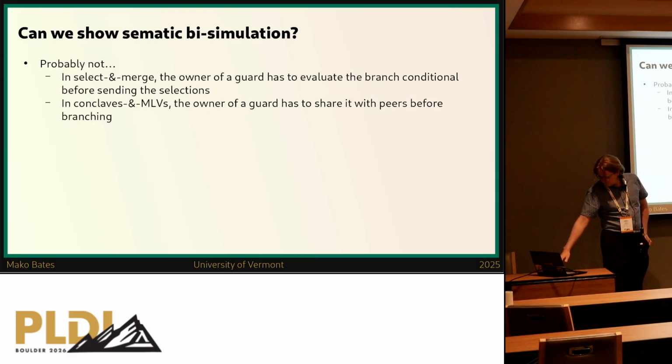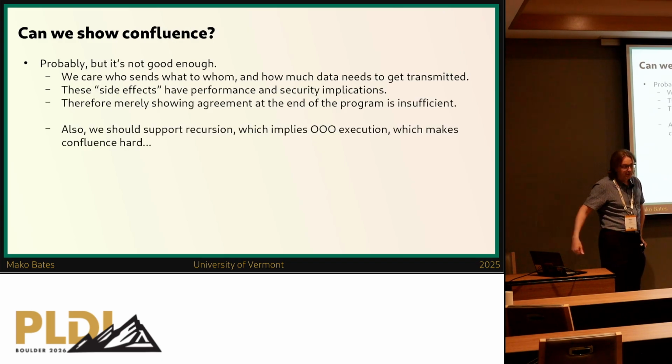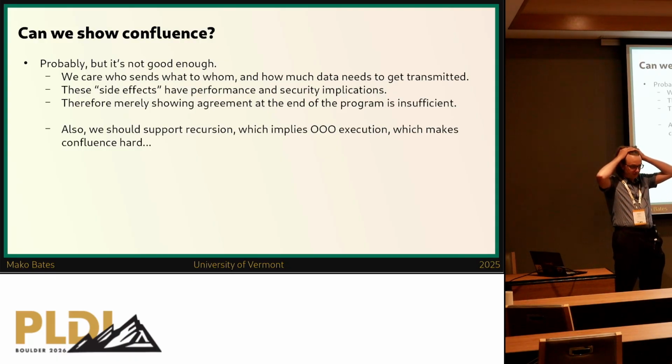Yes, so confluence is your next choice. We can show that the two translations are going to end up in the same place, which I think is probably pretty straightforward, but it's also not really what we care about. In choreographies, the communication is what we care about.